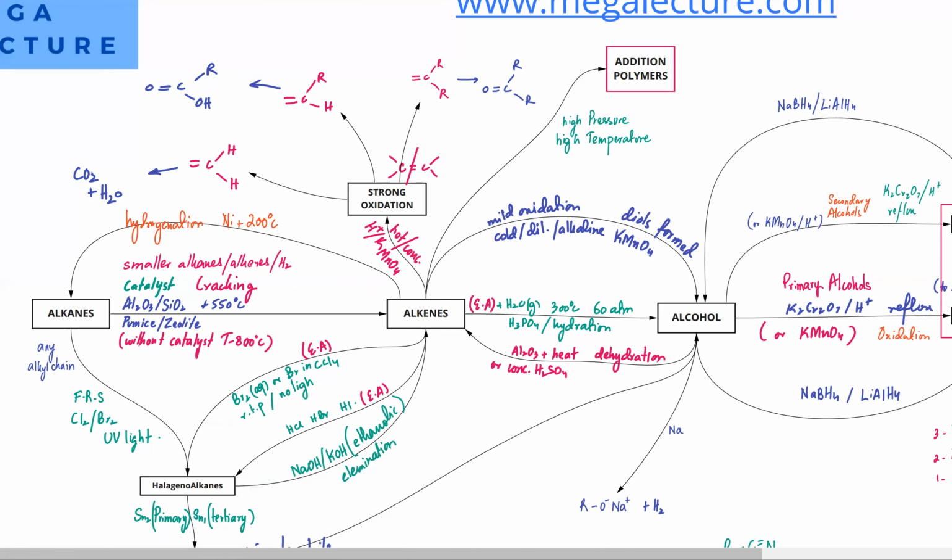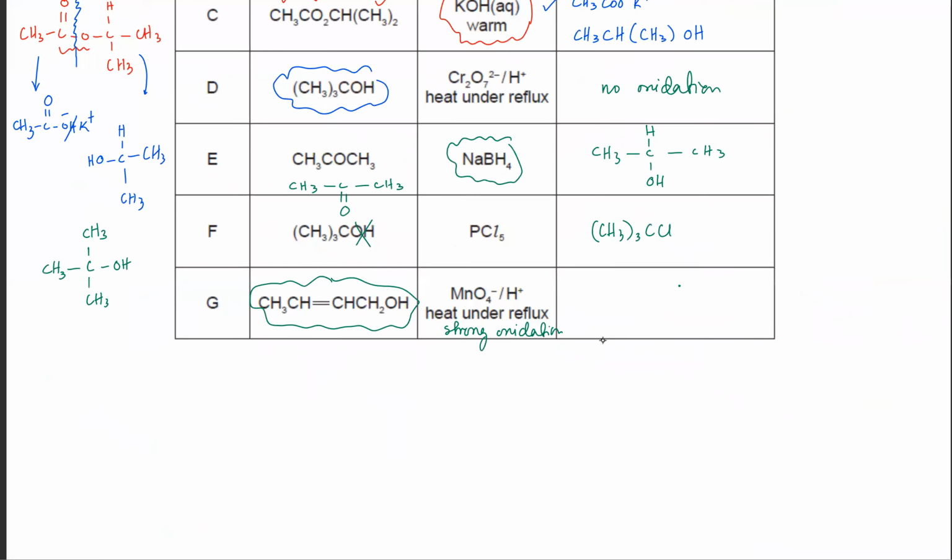So let's try and do strong oxidation. The double bond needs to break. Let's focus on this side. It's CH3 and CH.